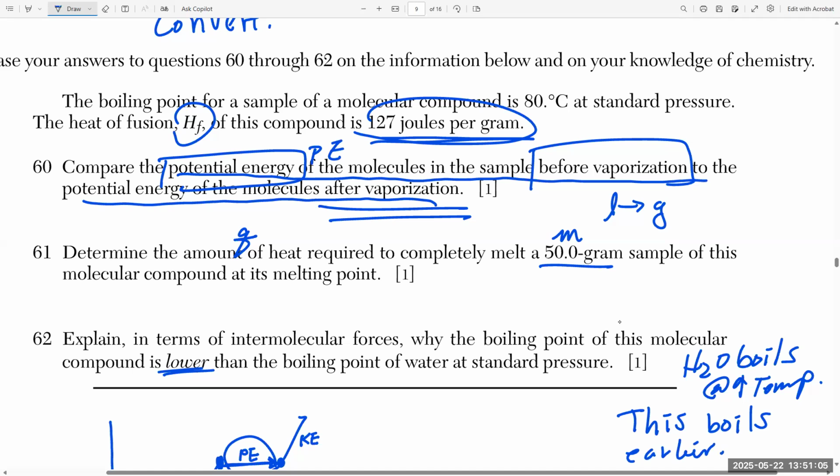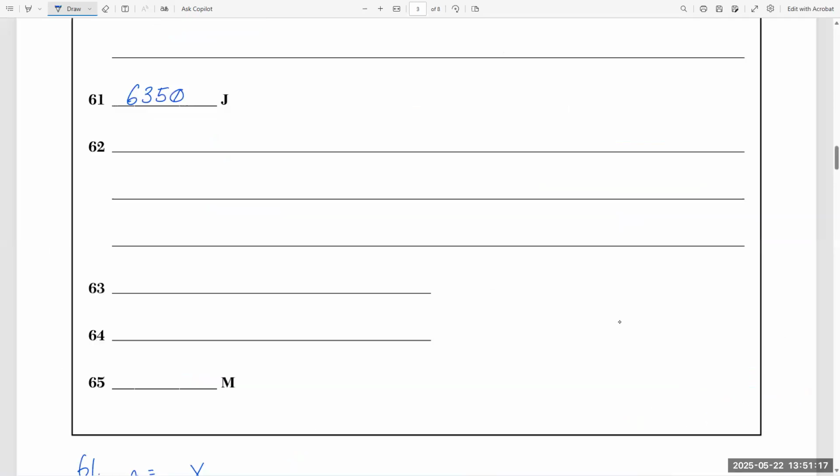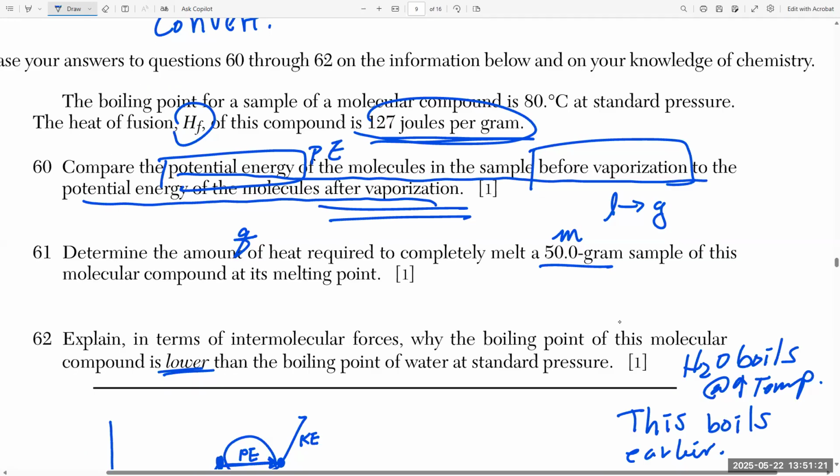What does that mean? That means the molecules themselves are not held tight with each other. Therefore, even at lower temperatures, they start letting go and start turning into gases, right? We said this in class. So that's exactly what it is. So that means that, what are we talking about? 62, why the boiling point?